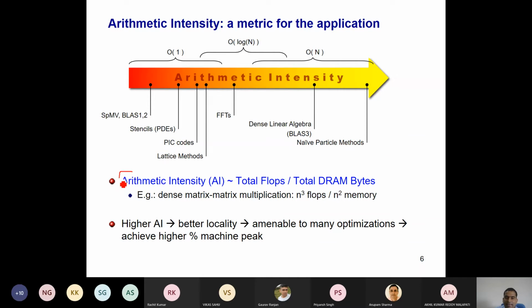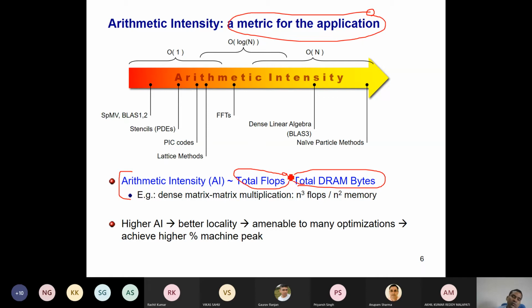Now, what is arithmetic intensity? Let us define that. This is the metric for the application. So what arithmetic intensity is: for each byte of data that we fetch from the DRAM, how many floating point operations do we do on that byte?